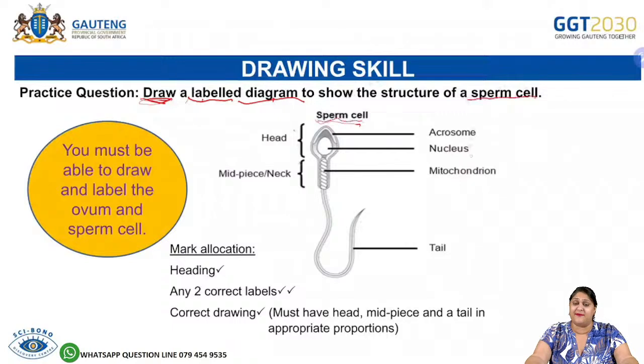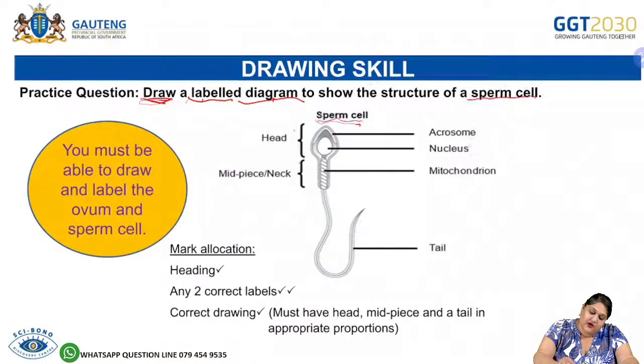You'll be shocked and amazed to see the kind of things that we can see sometimes with how the learners draw. So please practice this one. It's not a difficult one. I also added the mark allocation here to show you how strict we are when we actually mark. Okay, number one, you get a mark for the heading.